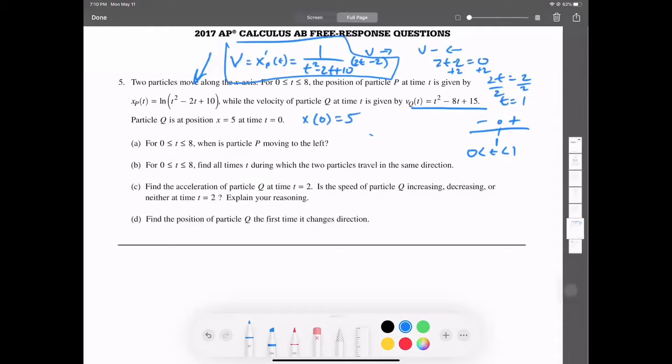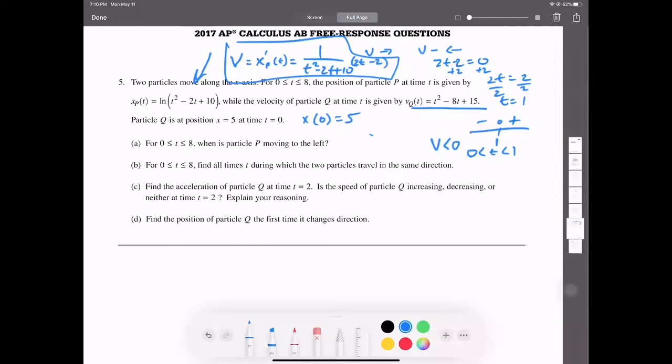Okay. That's the first question. Why? It's because the velocity is negative. So when v is less than 0, between 0 and 1, the particle is moving to the left.